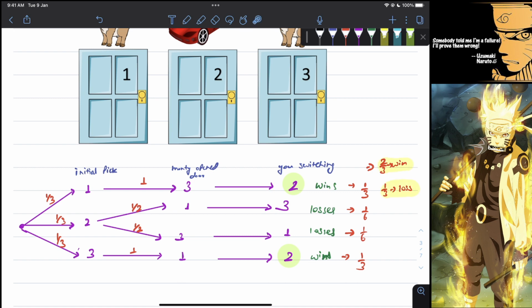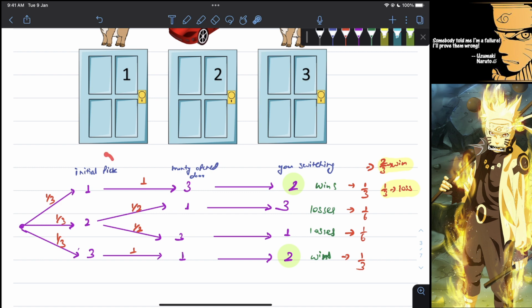Basically, if you switch, you winning the Ferrari has 2 by 3rd, that is around 67% of chance, and you losing is around 33% of chance, right? Of course, it does not mean you are going to win. It just means mathematically you have higher chance of winning, right?